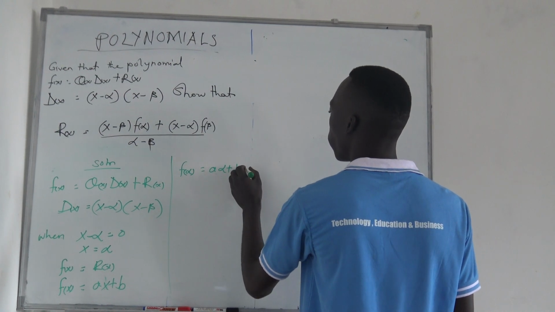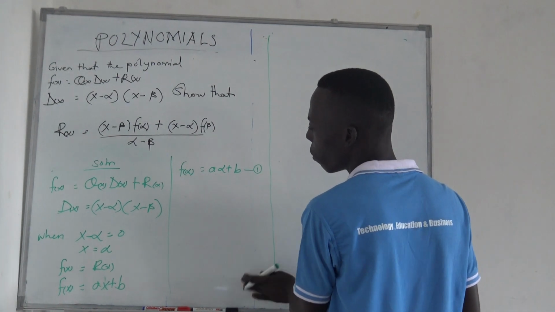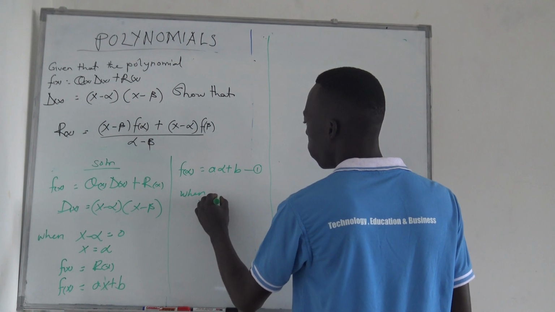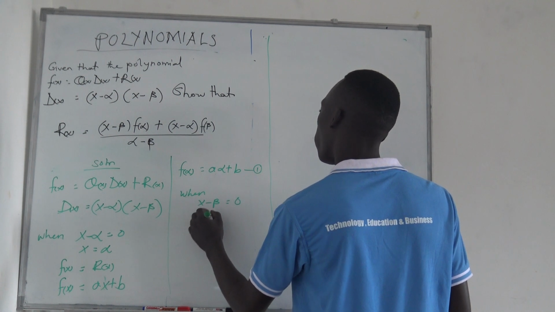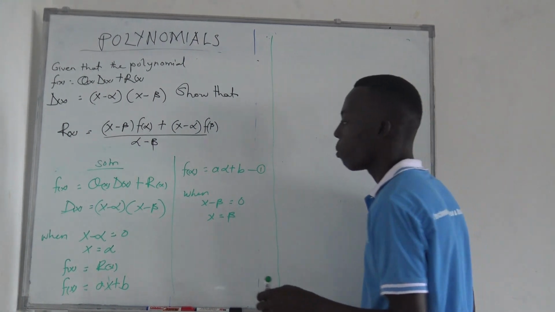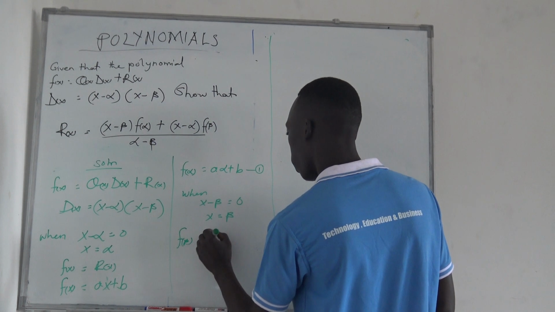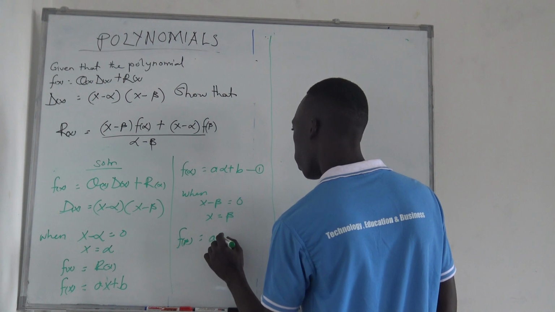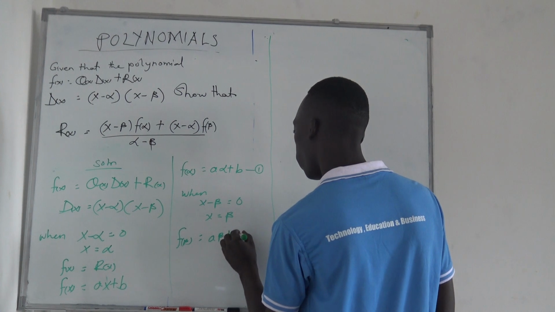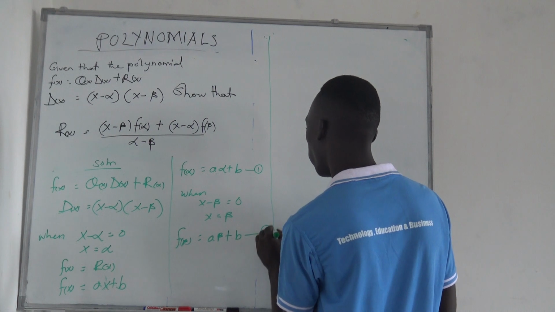So this one will be equation 1. After getting equation 1, we continue with the second one, when x minus beta equals 0. So our x will be equal to beta. After getting it in terms of beta, f of beta equals a beta plus b. This is equation 2.